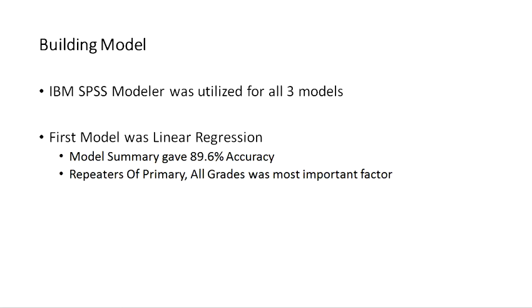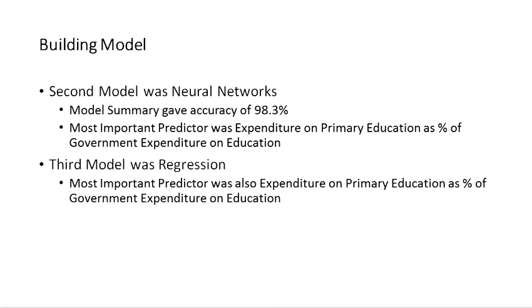For building the models, we utilized IBM SPSS Modeler. The first model was linear regression. That model summary gave us 89.6% accuracy, and the most important factor was the repeaters of primary, all grades. The second model was neural networks, and that model summary gave us 98.3% accuracy, and the most important predictor was expenditure on primary education as percentage of government expenditure on education.